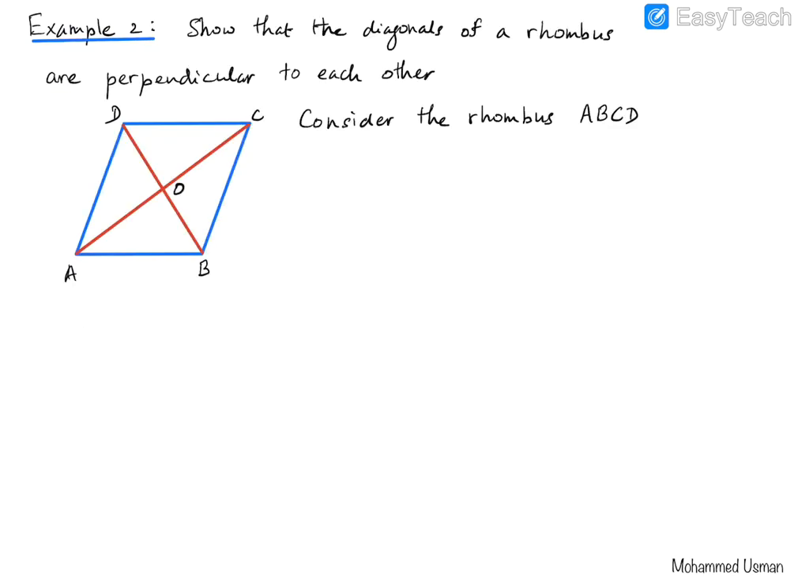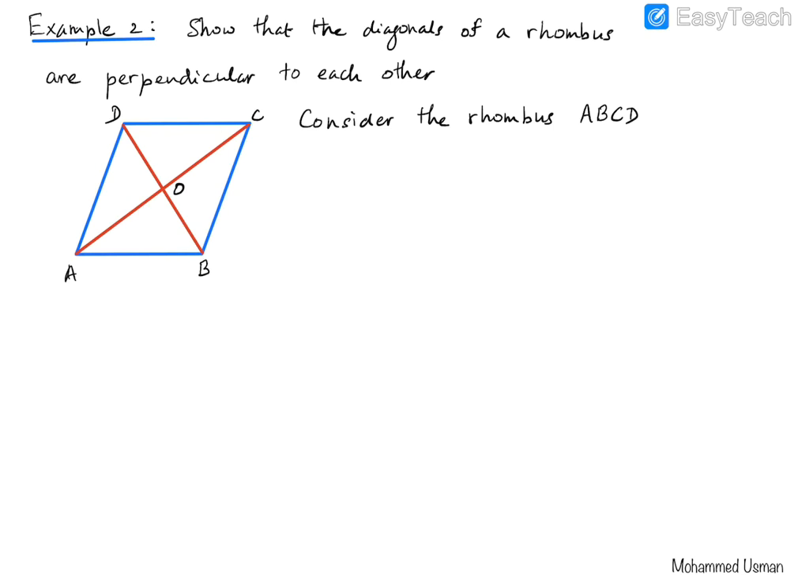In the next example, we are given a rhombus and we have to show that the diagonals of the rhombus are perpendicular to each other. Remember that a rhombus is a parallelogram in which all four sides are equal, but the angles are not equal to 90 degrees. Unlike a square, in which all four sides are equal and the angles are 90 degrees, in a rhombus all four sides are equal, but the angles are not 90 degrees.